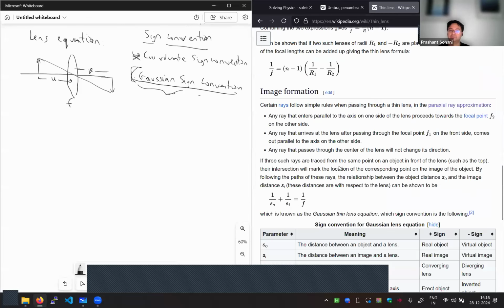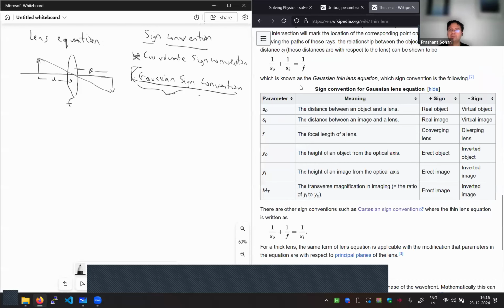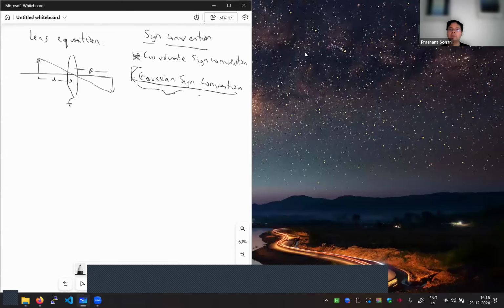So if you see this table which is given on the Wikipedia page, this explains, not in complete detail, which to take positive, which negative, and things like that. So I'm not inventing some new system. This is what everybody uses. And I don't know why they don't teach this in school. But here, if you see below, they are saying that there are other sign conventions such as the Cartesian sign convention, but for reasons which I will explain, the Gaussian sign convention has some advantages.